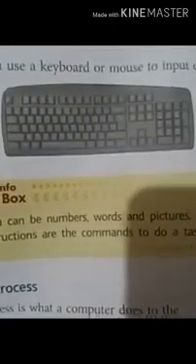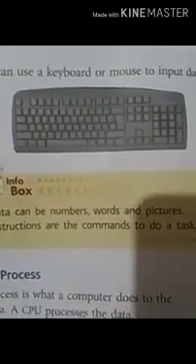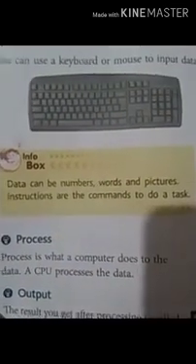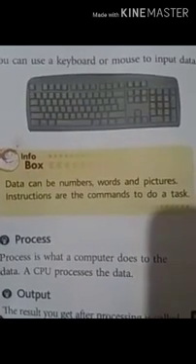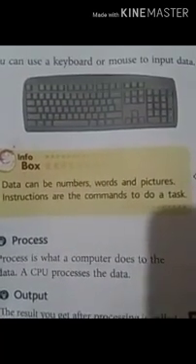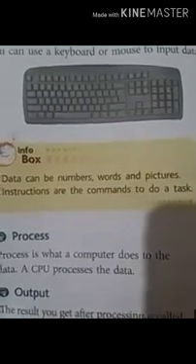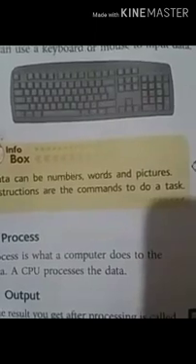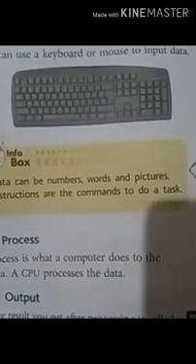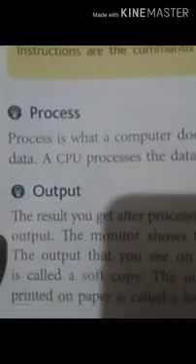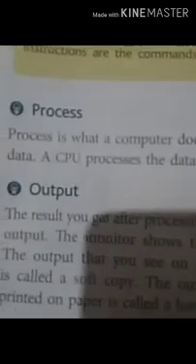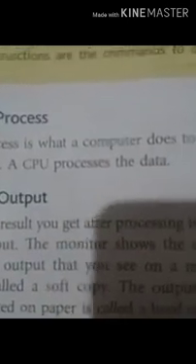Now here I have the keyboard. The keyboard has 108 keys. So how does a computer work? Like in a mixer we put milk, sugar and the pulp of a mango, in the same way we press the keys gently and the answer comes on the screen. What is the process? If we talk bookishly, the process is what a computer does to the data. A computer processes the data.